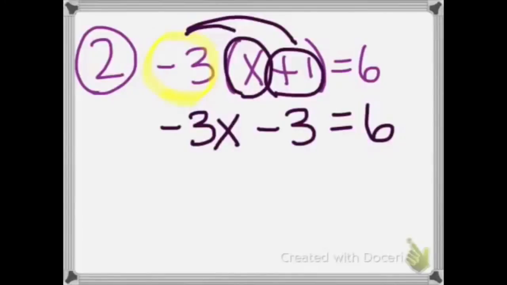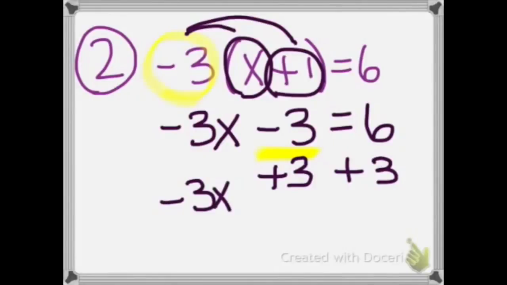Now we're going to continue following the steps. We don't have any large fractions, so we go to step 3. Step 3 says add or subtract the term without the variable. This says minus 3. The opposite of minus 3 is plus 3. So I'm going to add 3 to both sides. Bring down negative 3x. Negative 3 plus 3 is 0. Equals 6 plus 3 is 9.